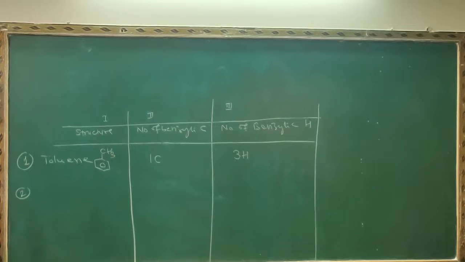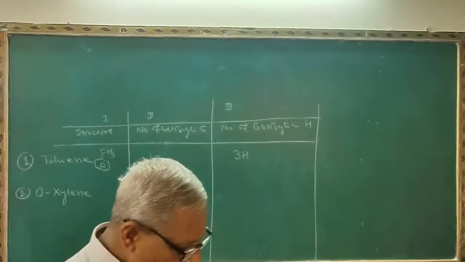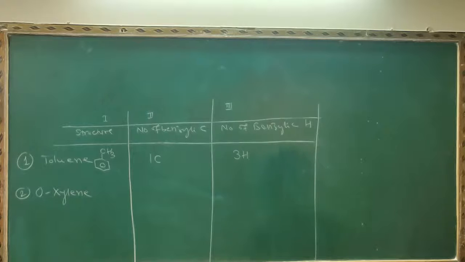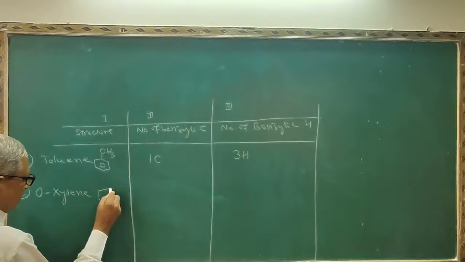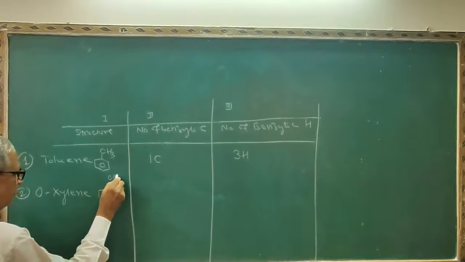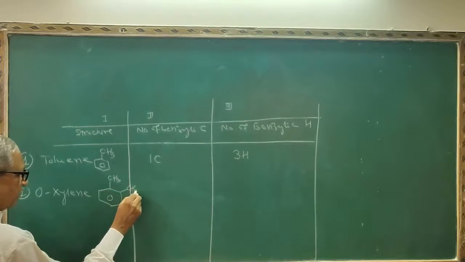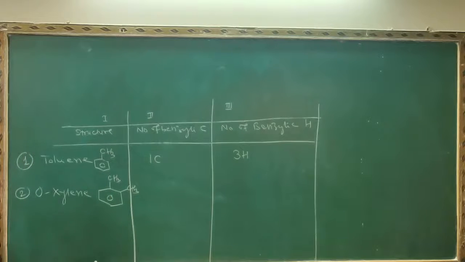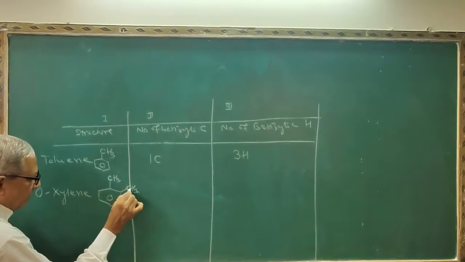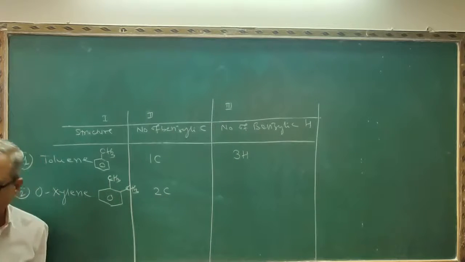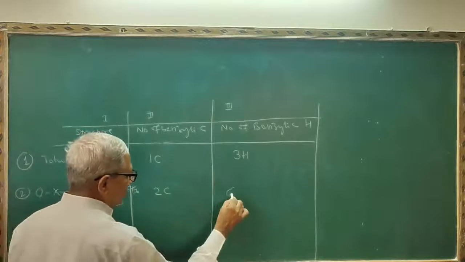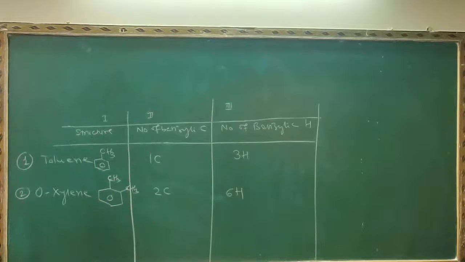Second example, orthoxylene. Here the difficulty is that most students don't know the structure of orthoxylene. Now see the structure of orthoxylene. This is the benzene ring. At ortho position there is one CH3 group. And see, this is your carbon directly attached to the benzene ring. Therefore it contains 2 benzylic carbon atoms and 6 benzylic hydrogen atoms.